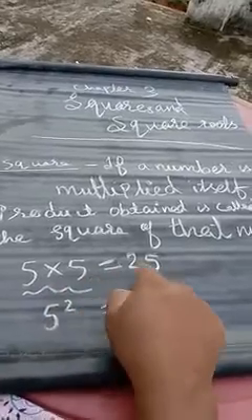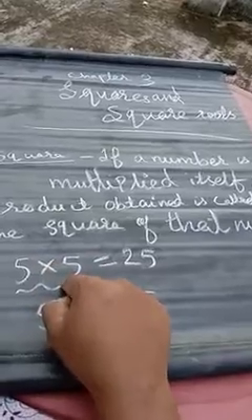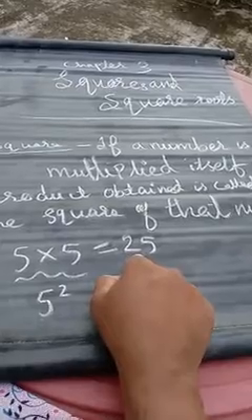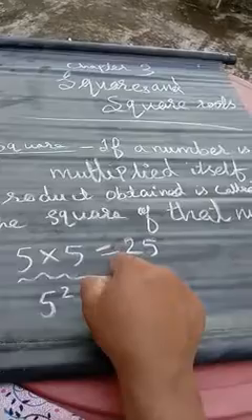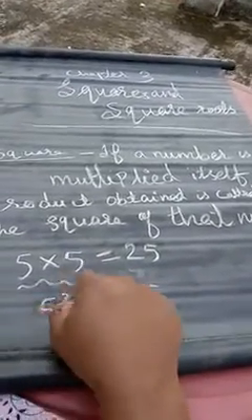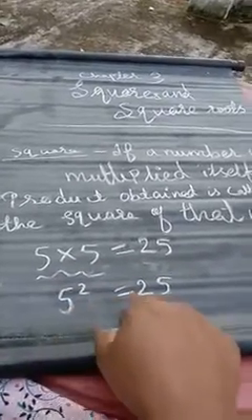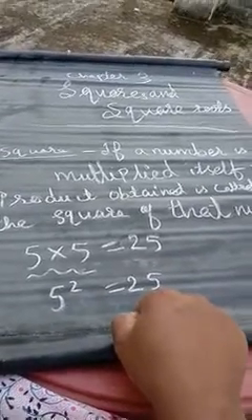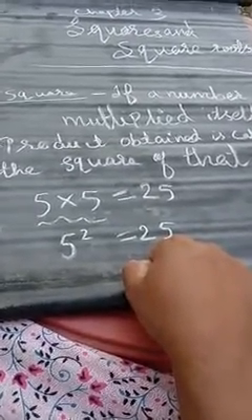5 into 5 is 25. You know, 5 is multiplied by the number itself. A number multiplied by itself, then the product obtained is called the square of that number. Here 25 is the square of 5. 5 into 5 means 5 two times, so we can write it in exponential form: 5 square is equal to 25. 25 is known as the square of 5.